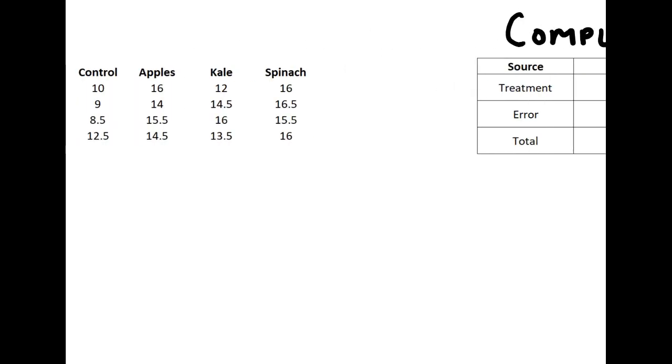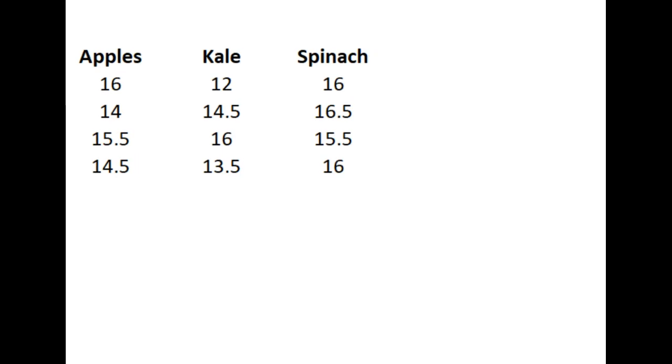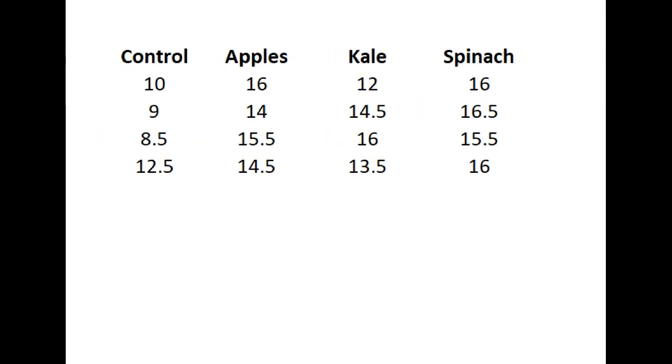You can see that I've got a control group here. Let me highlight this. I've got a control group. I've got apples, kale, spinach. So what I'm pretending is that let's say the Penn State football players really need to work on their speed. That's not the case. They're awesome. But let's pretend that they do need to work on their speed.